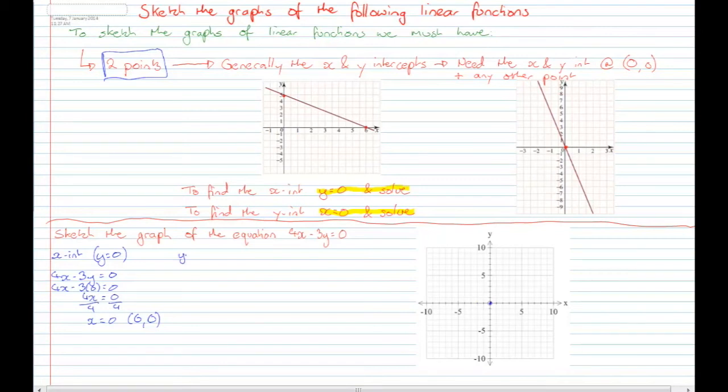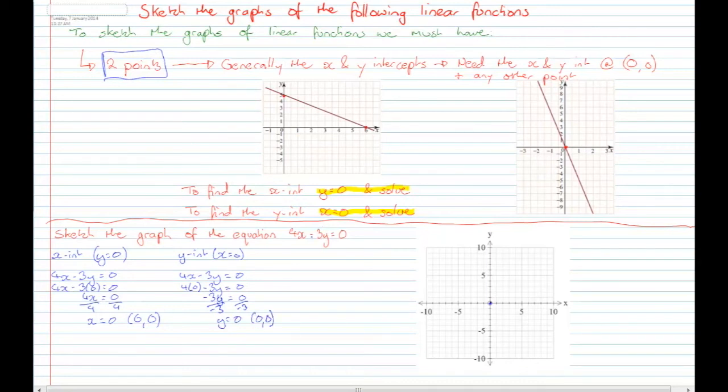So you get y-intercept, x is equal to 0. So let's just substitute into the formula now. So 4x minus 3y is equal to 0. Substitute x equals 0 now, so you get 4 times 0 minus 3y is equal to 0. 4 times 0, of course, is 0, so you get negative 3y is equal to 0. And when you divide both sides by negative 3, you're going to get y is equal to 0. So therefore, of course, it's going to be 0, 0.